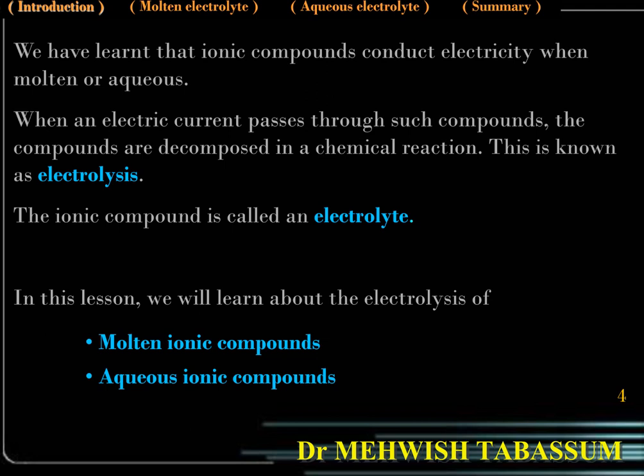While what is electrolysis? The breakdown of any ionic compound in aqueous or molten state due to the passage of electricity. Next is, what is electrolyte? The ionic compound is called electrolyte when it can conduct electricity in aqueous or molten state. So what we will learn in this lesson is the electrolysis of molten and aqueous ionic compounds.